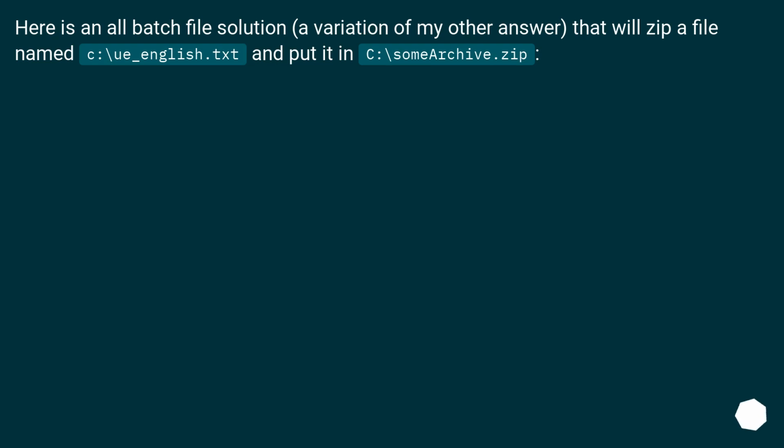Here is an all-batch file solution, a variation of my other answer, that will zip a file named C:\UE_English.txt and put it in C:\bar.